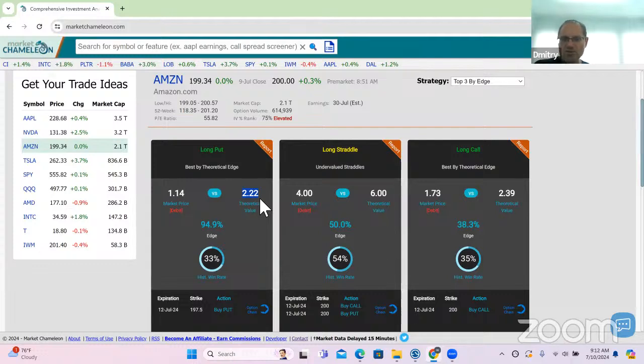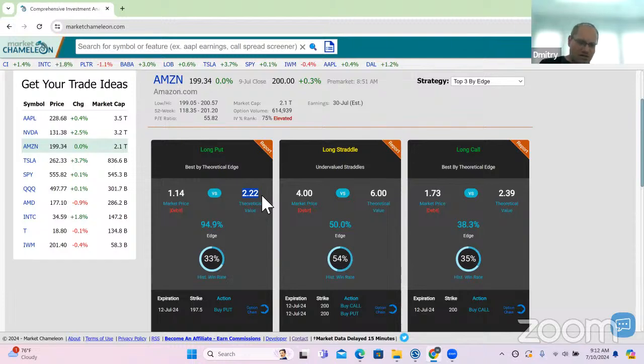And it appears that this put is not expensive from a historical stock behavior perspective, right? It looks like, yeah, the option could definitely be higher.